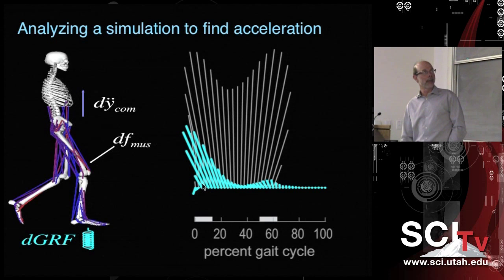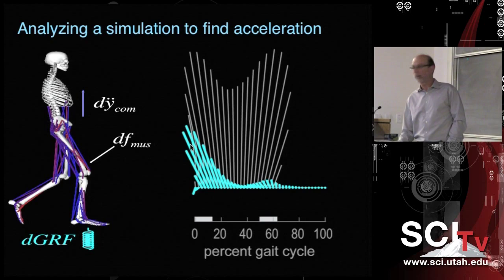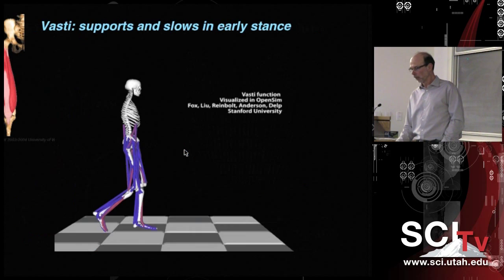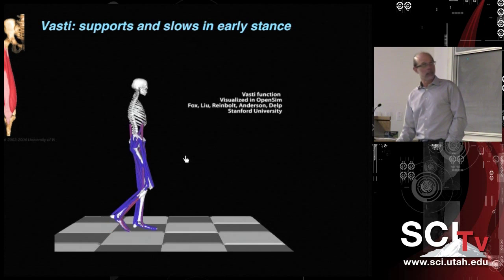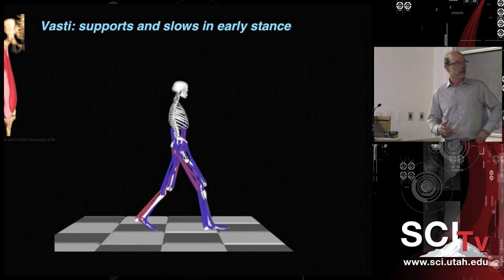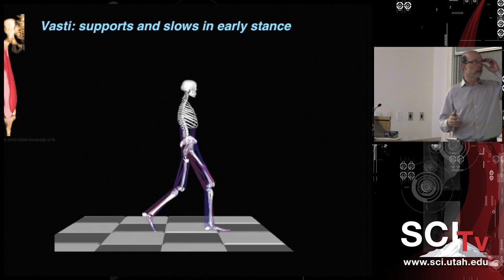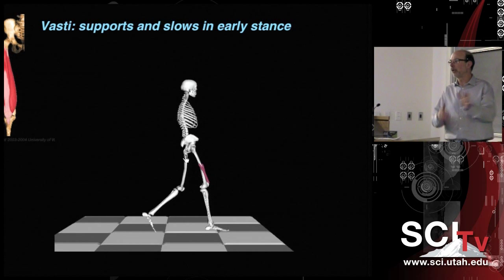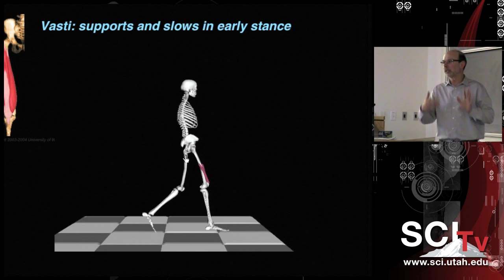So when the muscle turns on, it supports your body weight, so it pushes you up, and it brakes you, it slows you down. So if you want to look at that here, you can go to a particular time point, you can stop the simulation. One way to do that is to turn off all the other muscles and excite just that one muscle. Now I'm applying a high force here and integrating over a long time so you can see the effect.